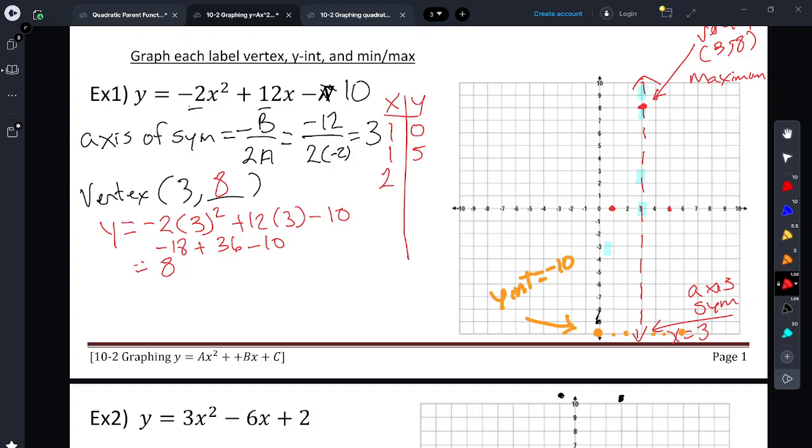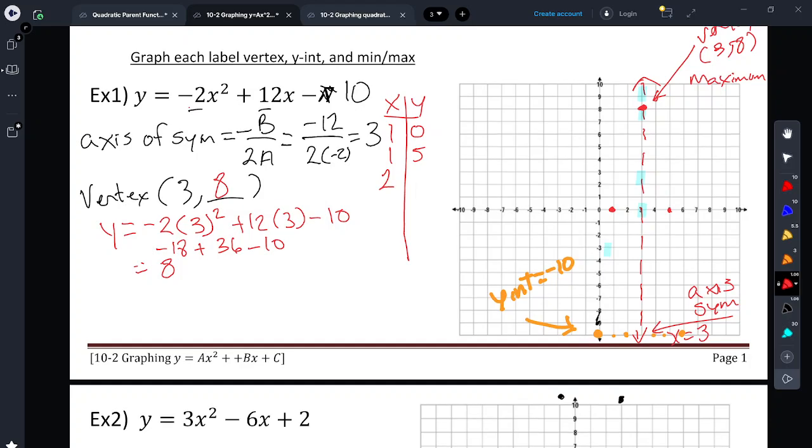How do you know 1, 5? 1, what did I graph? 1, 0. Oh, I just did the opposite. What should I have graphed? Good catch. 5, 0, yeah? 5, 0. Yeah, that's this point. Good catch. That was not on purpose.